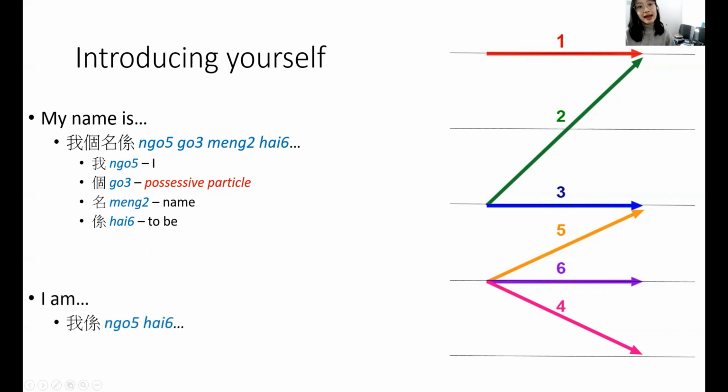Another way you can say it is I am. This one's a lot more flexible. You can say 我係. Literally, 我 and 係, I am. So here you can say 我係 Carmen, I am Carmen. Or you can say anything else that you are. For example, I'm a teacher, 我係老師. I am a doctor, 我係醫生. I am a woman, 我係女人. Yeah, so that's how you use 我係, or I am.